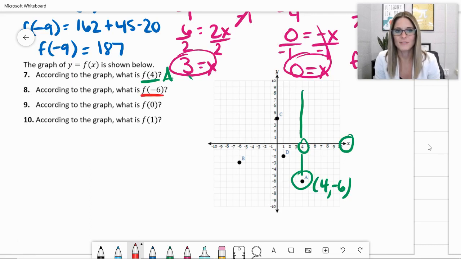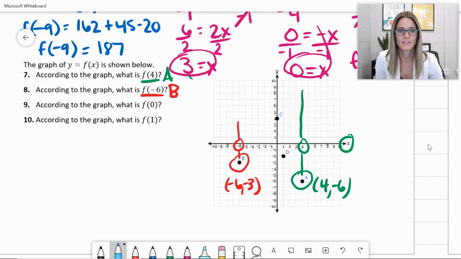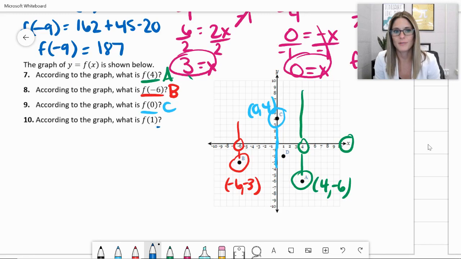On number 8, what is f of negative 6? On the x-axis, I'm going to go to negative 6 and look up and look down to find any point from this function. And we have point B, which was negative 6, negative 3, but it is point B. Number 9, what is f of 0? On the x-axis, this is 0. So look up and look down and find a point from our function. This point was 0, 4, point C. And number 10, what was f of 1? Go to 1 on your x-axis and find the point. That's D. That was at 1, negative 2.